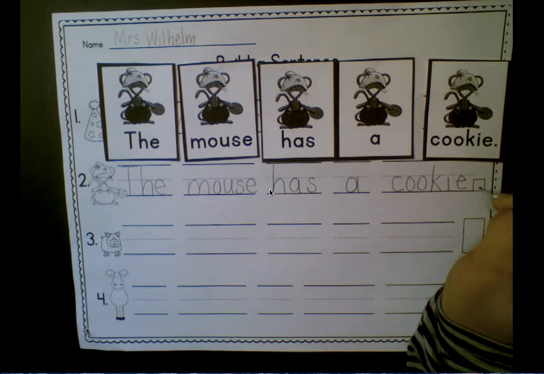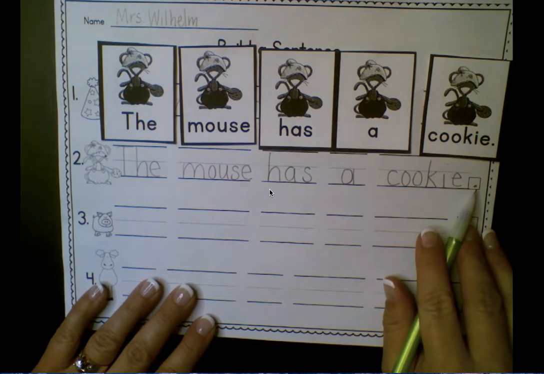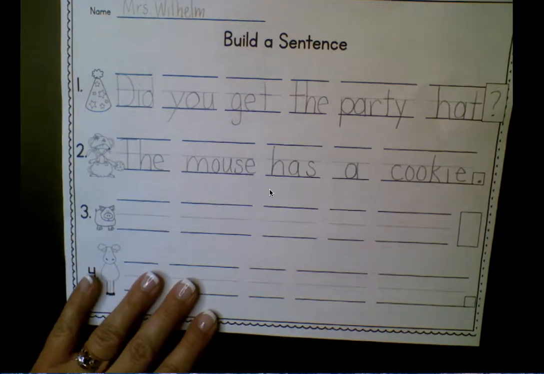Make sure you put that period in your little box there. We always need a period at the end of our sentence or some sort of another end mark because that shows our reader that that's the end of our sentence and we need to do a little pause before we go on to the next sentence.